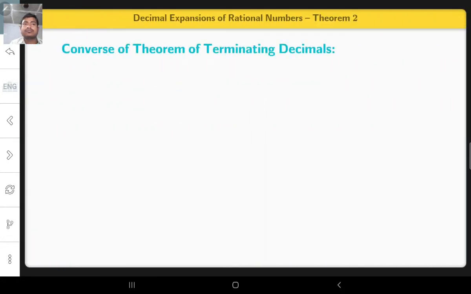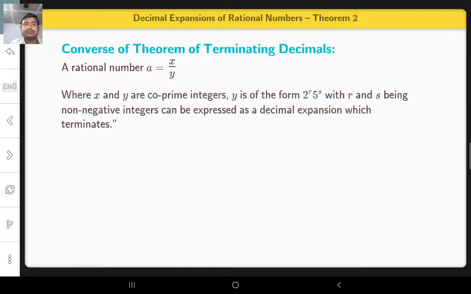The converse of the theorem we just learnt also holds true, which states that a rational number A equal to x by y, where x and y are co-prime integers, and y is of the form 2 to the power r, 5 to the power s, with r and s being non-negative integers, can be expressed as a decimal expansion which terminates.